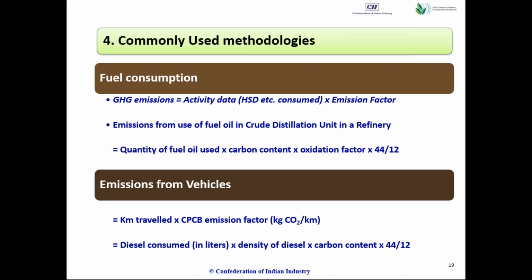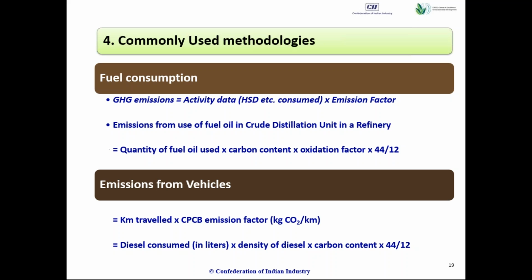So once you multiply the quantity of fuel into carbon content, we arrive at the amount of carbon in the fuel. Oxidation factor, we conservatively take it as 1. And when we multiply by 44 by 12, we get the tons of CO2. So if you don't find any emission factor, you can use the carbon content value. Carbon content would be there in the specifications, or you can do the laboratory test.